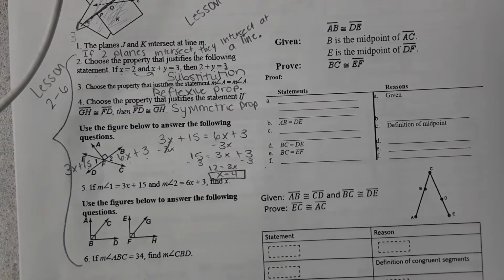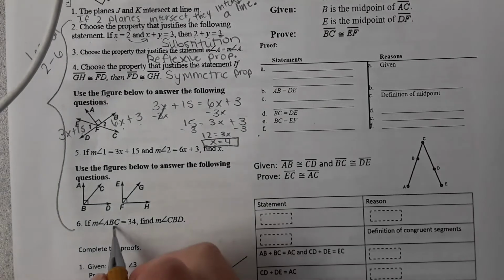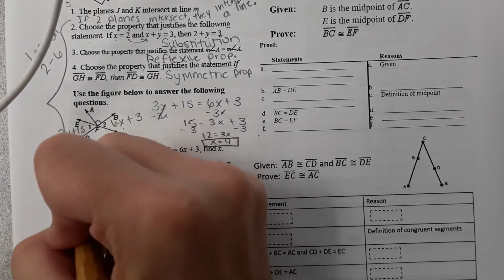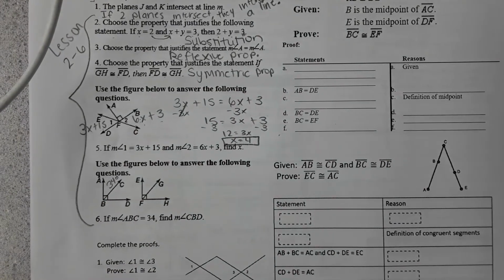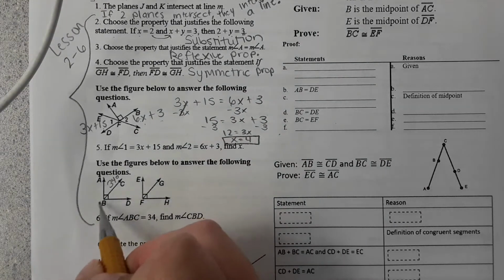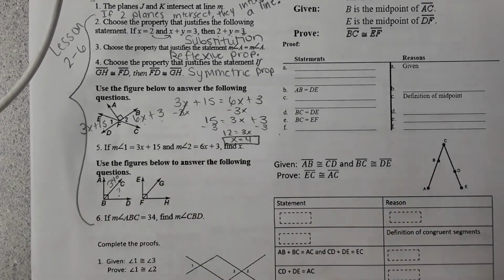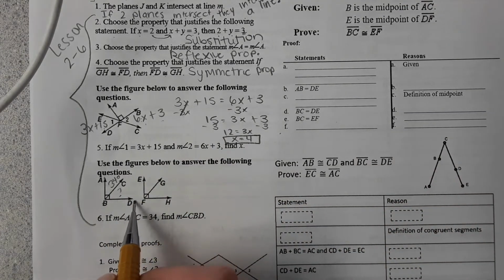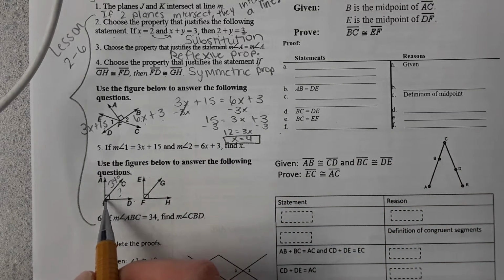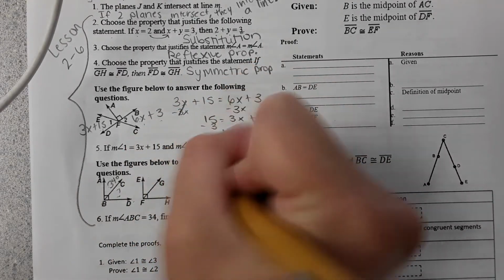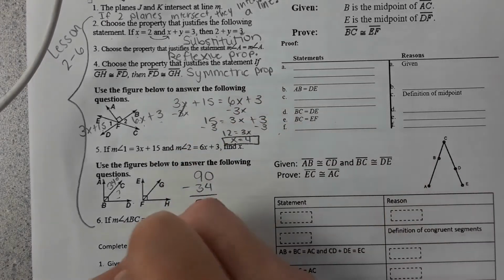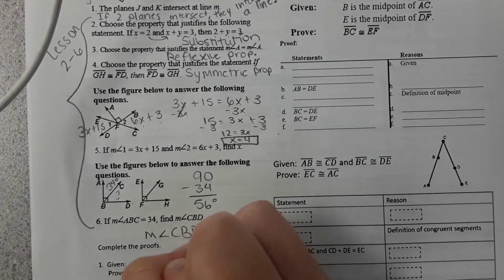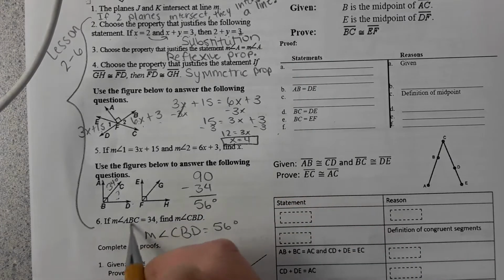Number 6. It says if measure of angle ABC is 34, so it's talking about just this right here, 34 degrees. Find the measure of angle CBD, so this one right here. Well, we can see that they come together to create a right angle. So that means these angles must be complementary. 90 minus 34 gives us 56 degrees. So measure of angle CBD equals 56 degrees.